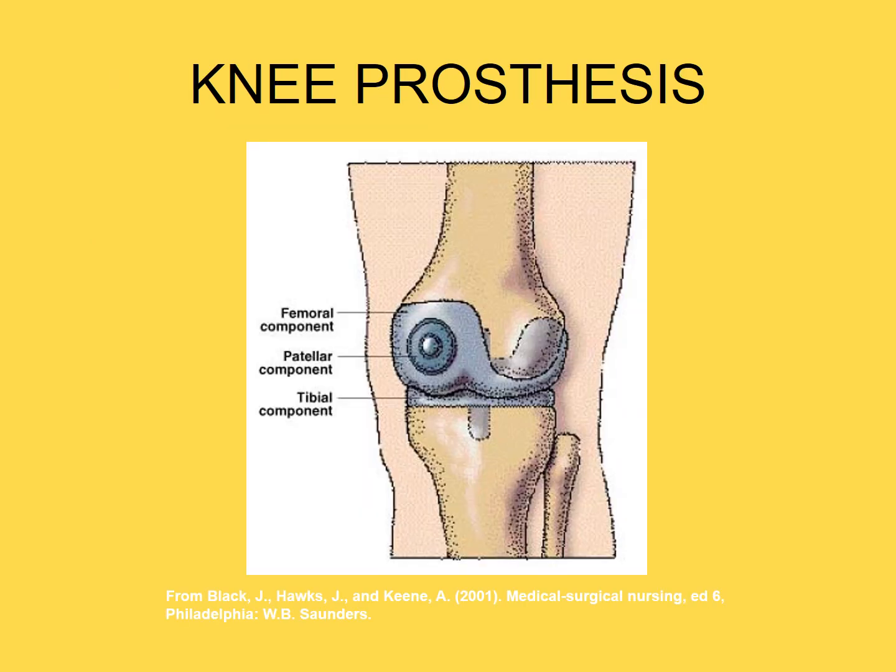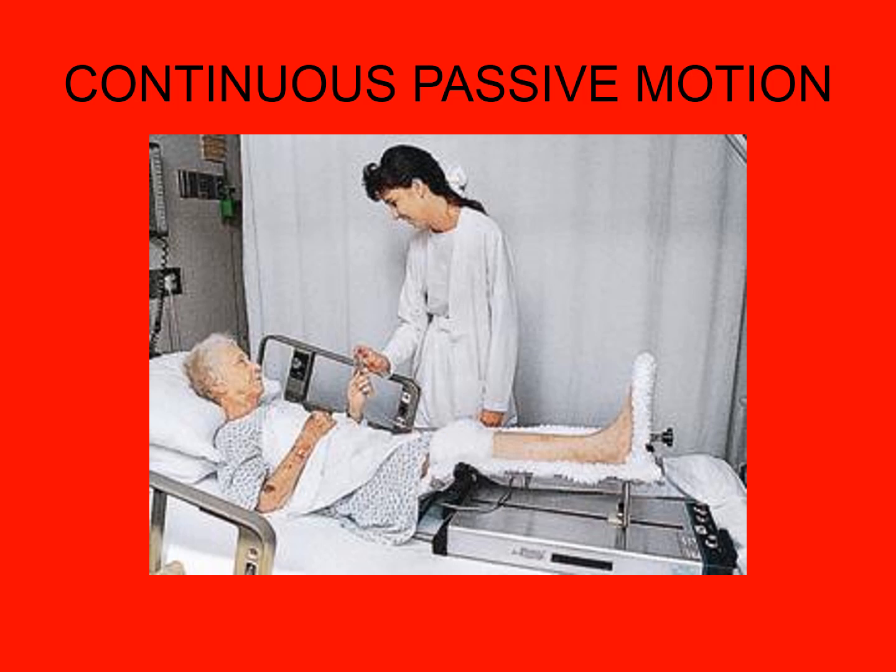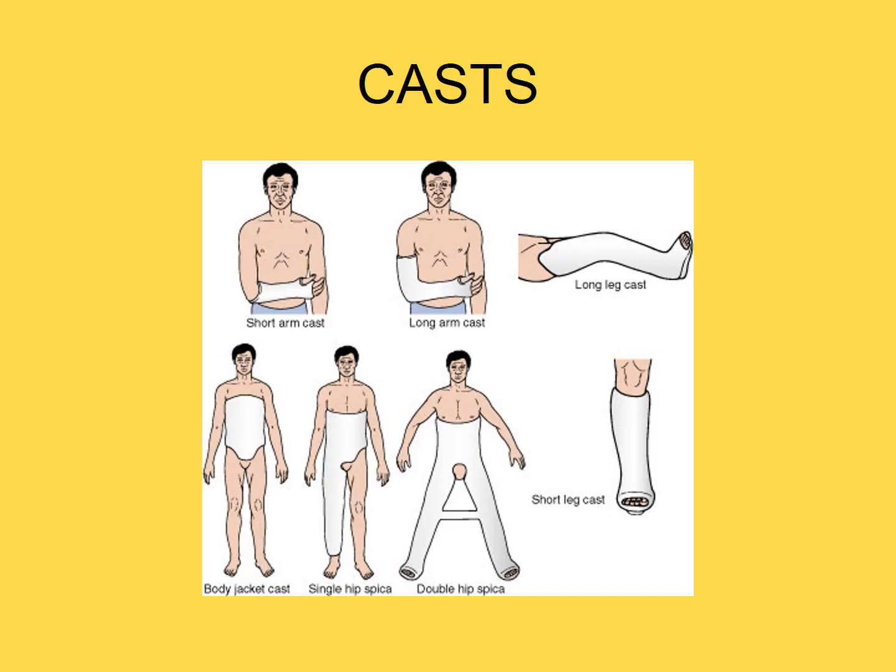So this slide is showing you a knee prosthesis that is implanted. Next slide. And this is the continuous passive motion that is on the client's knee, and it just increases the extension by increments, and usually this is ordered by the physician how high we should increase the level. Next slide. Cast is our next discussion.